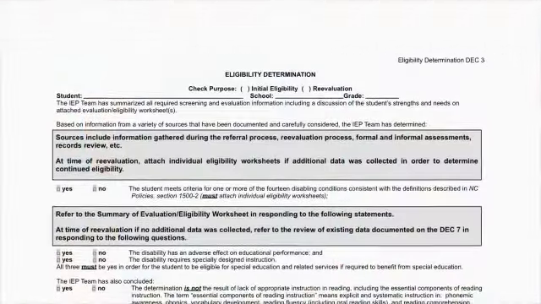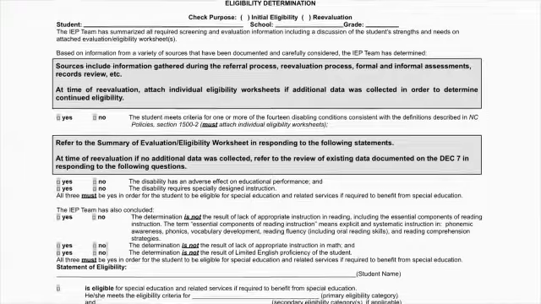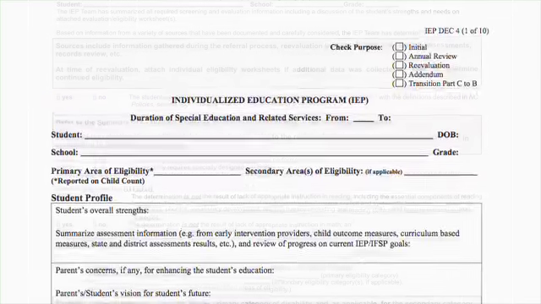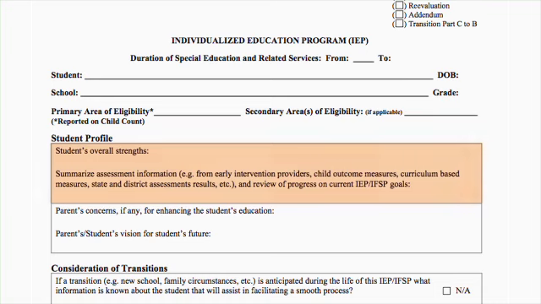The team will review your child's eligibility for special education services by considering all relevant information and assessments. There are 14 categories of eligibility. If your child is eligible for more than one of these categories, the team, including you, will decide which one is primary and then list others. Next is the student profile. Here the team talks about your child's strengths, results of assessments and evaluations, and reviews your child's progress on any current IEP goals. The profile also must include your concerns about your child's education and your vision for their future.